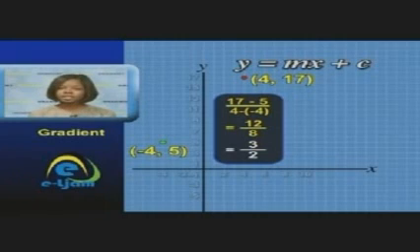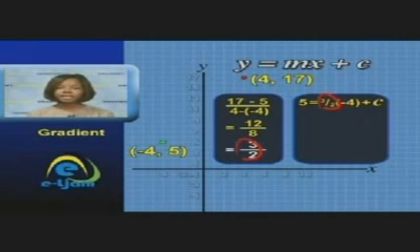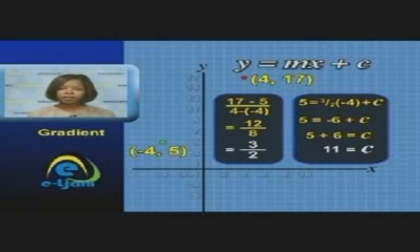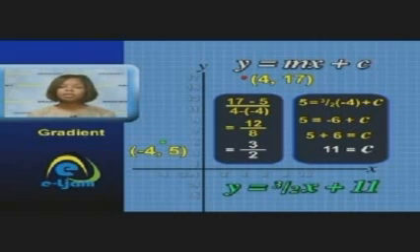Now that we know what our gradient is, we can find out what our y-intercept is. We use the general formula for the equation, y equals mx plus c. We substitute 3 over 2 for m, and we choose any one of the coordinates and substitute for x and y. Let's choose negative 4, 5. So in y equals mx plus c, we substitute and get 5 equals 3 over 2 times negative 4 plus c. Since c is the only unknown, we solve for it. The solution is 11. Therefore, our equation is y equals 3 over 2x plus 11.